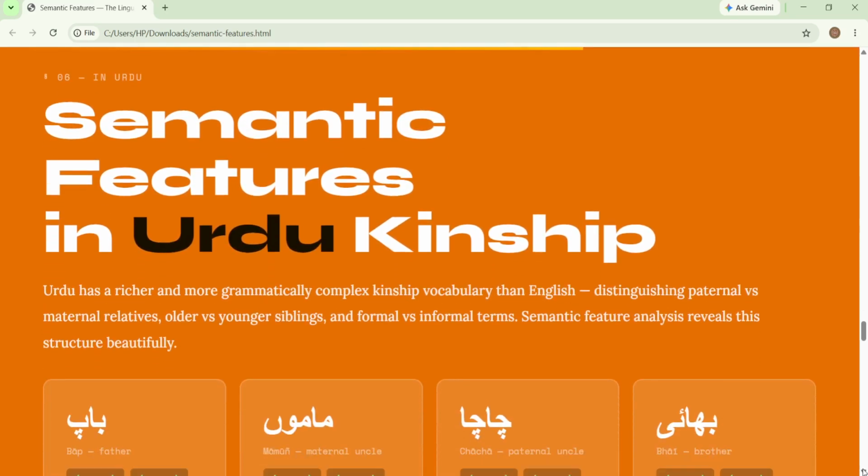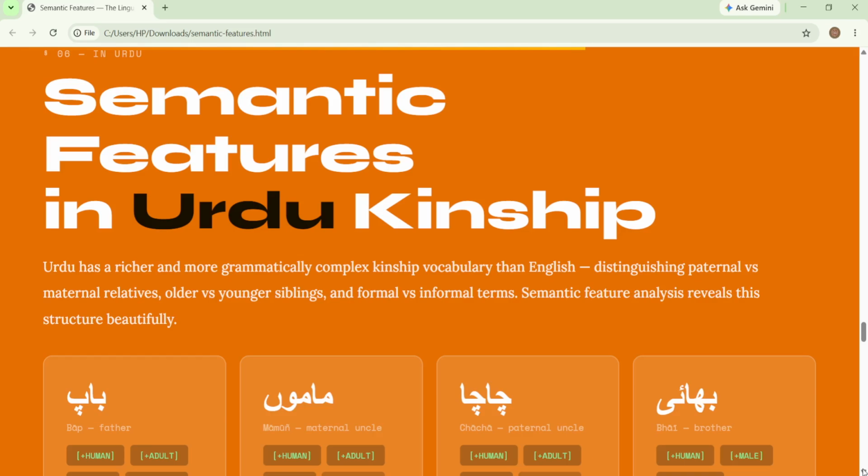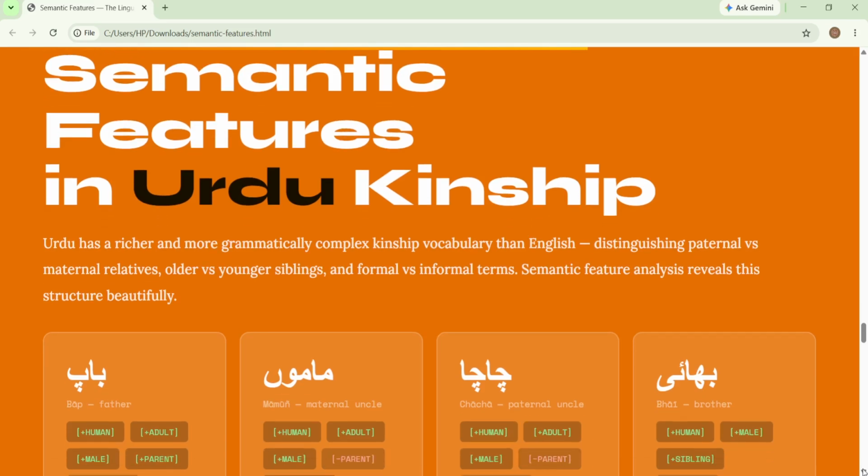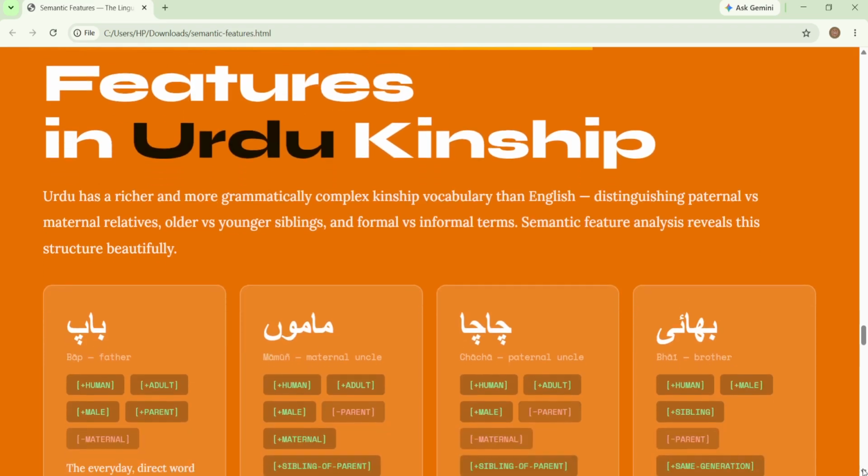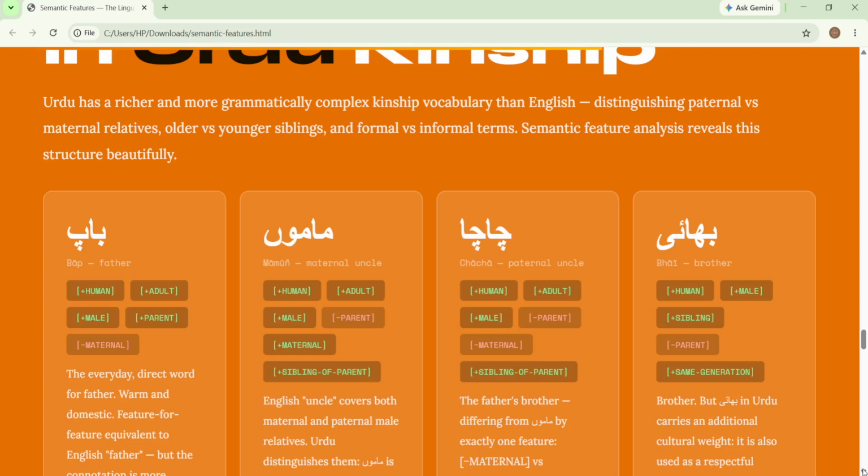So let's look at the semantic features in Urdu kinship. We're taking an example from another language too for better understanding. Urdu has a richer and more grammatically complex kinship vocabulary than English, distinguishing paternal versus maternal relatives, older versus younger siblings, and formal versus informal terms. Semantic feature analysis reveals this structure beautifully.